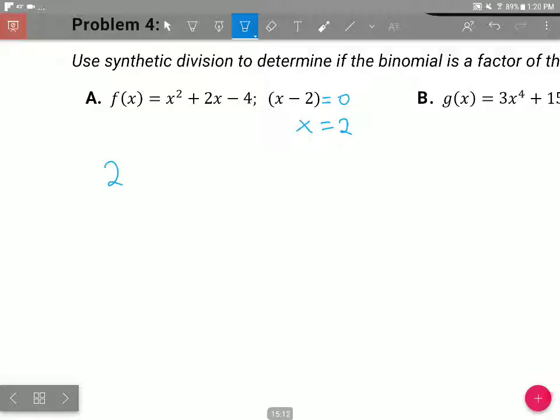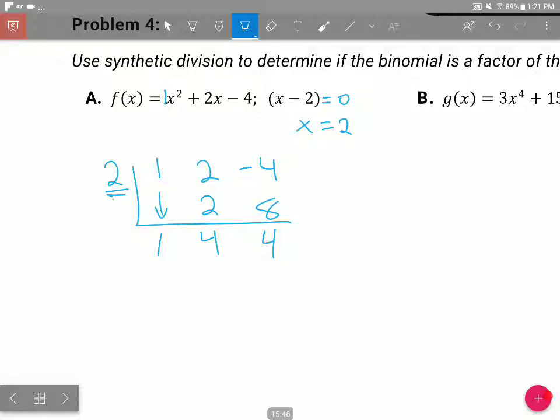And then grab our coefficients. That one's a 1, so we're going to grab 1, 2, and negative 4. Everybody cool so far? All right. You remember the first thing we're supposed to do with this? Drop the 1. All right, so it's 1 times 2. So 1 times 2 is? 2. Add them up and you get? 4. 4 times 2 is? 8. Add them up and you get? 4. Good. Everybody cool still?